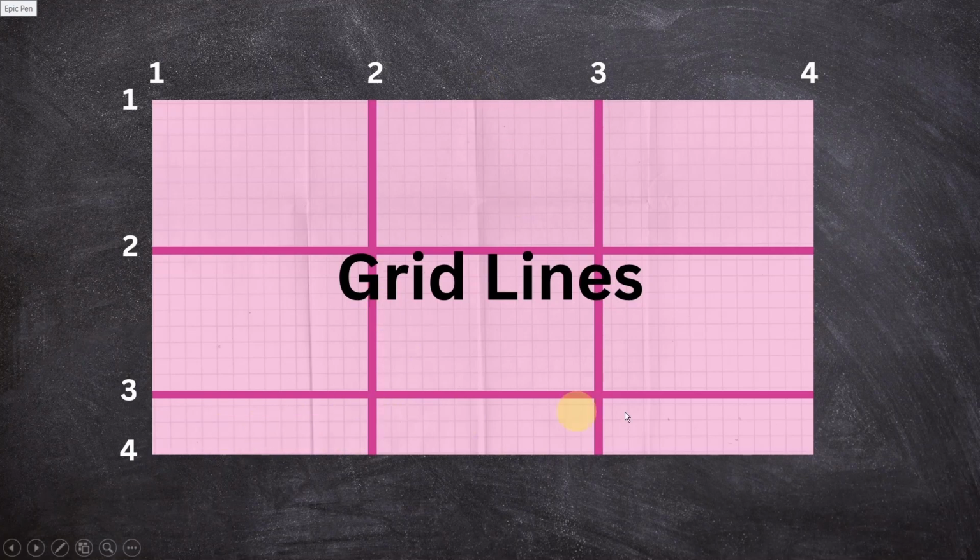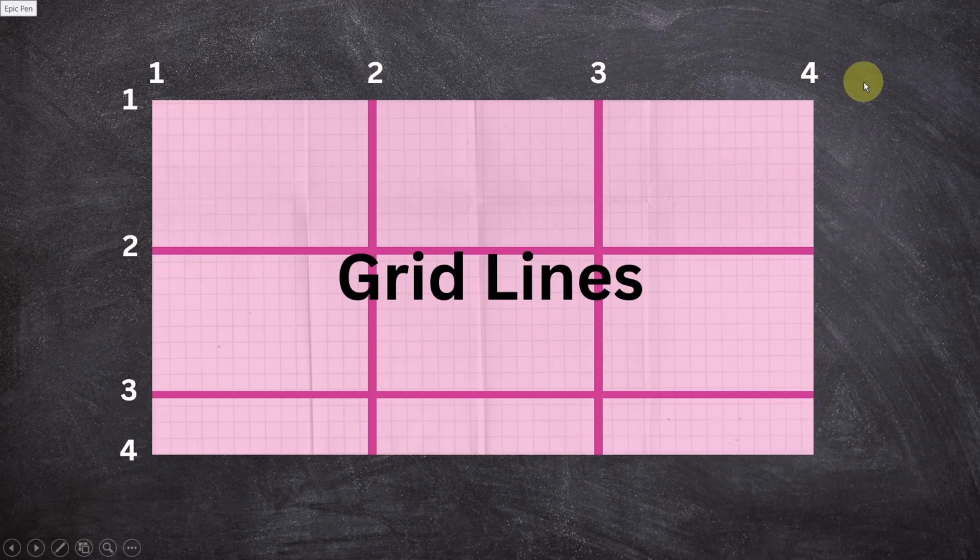And this third row is not created by me, but when we count grid lines, we have to count that row as well. So 1, 2, 3, 4. I am having 3 columns but 4 grid lines. I am having 3 rows but 4 grid lines.